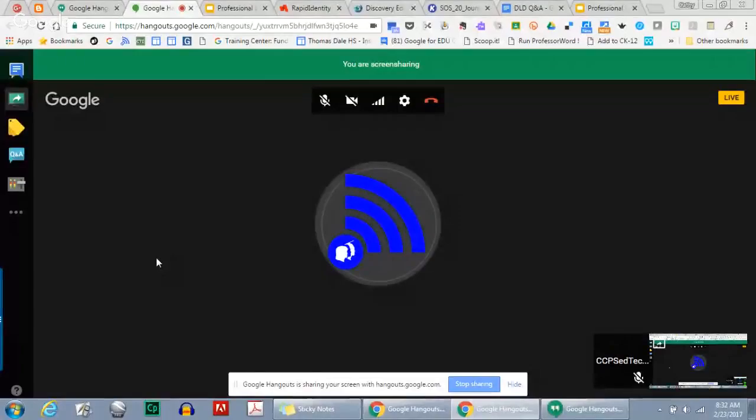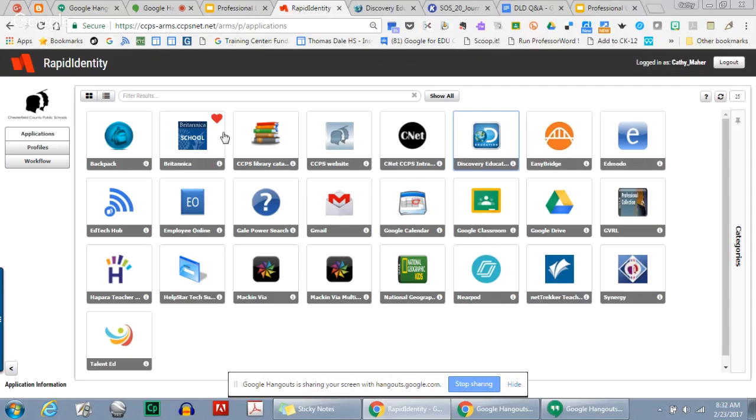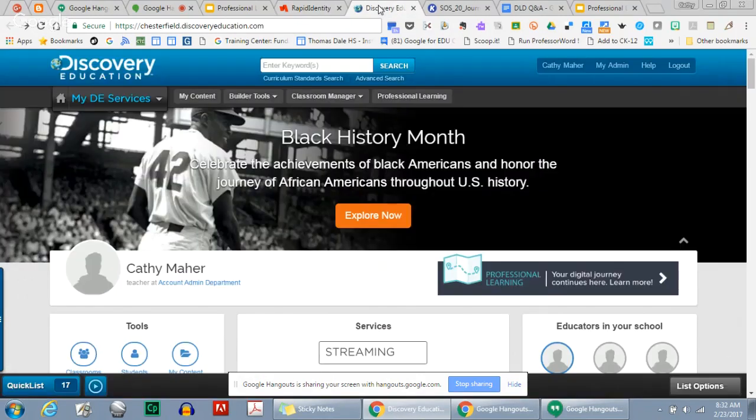And here we go. I am screen sharing now, and hopefully you will all be able to see my screen. The first thing we need to do is make sure that we're logged into my.ccpsnet.net, and also click on the Discovery Education icon if you're following along with me. So how do you find these great strategies in Discovery Education? Well, if you're on the Discovery Education homepage, we are going to click on the Professional Learning Center.